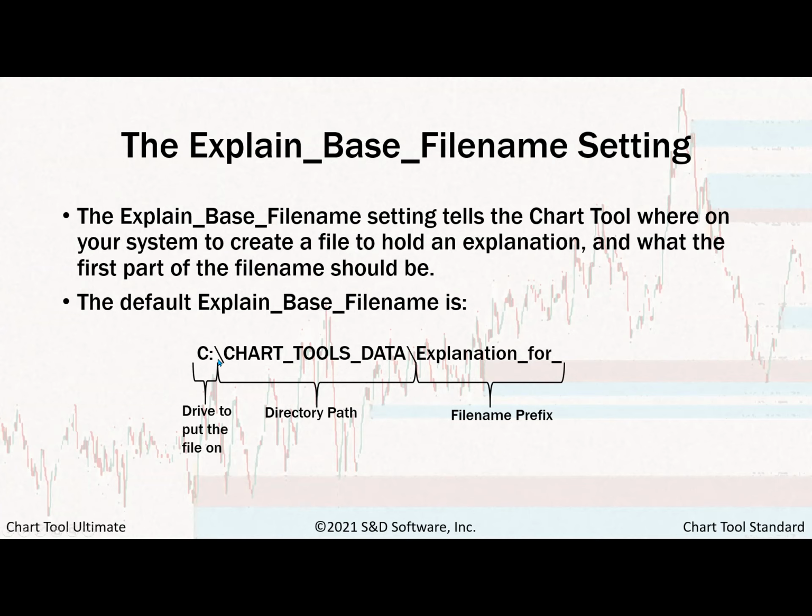The first part specifies the storage device where the file is to be created. The second specifies where on that storage device the file should be created. And then the last part controls the first part of the file name. So any explanations you create with this default value for explain base file name will all start with the words "explanation for." So let's look at this in a bit more detail.